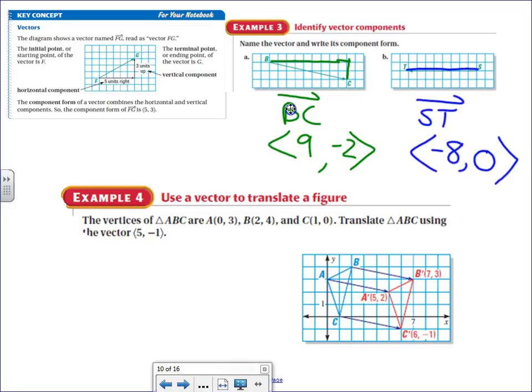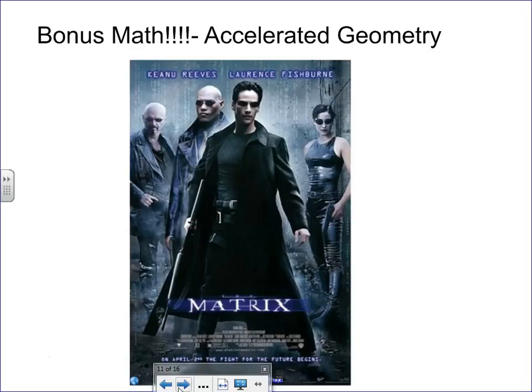Okay, and you can see an example below how we use the vector to translate the figure. You see the vertices of the original triangle ABC. And if we're translating using the vector <5, -1>, that means we're going right 5 units and down 1 unit. So notice we just take all the coordinates, go right 5, down 1. And that maintains congruence in that figure. Okay? So that'll wrap up everything we need to know for translating.